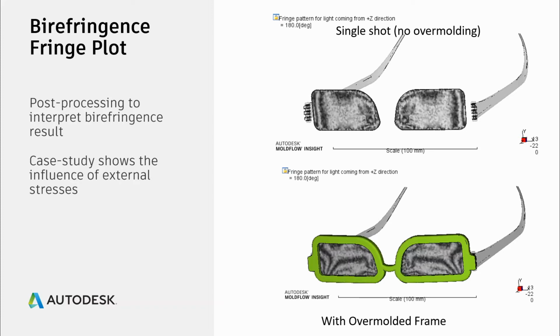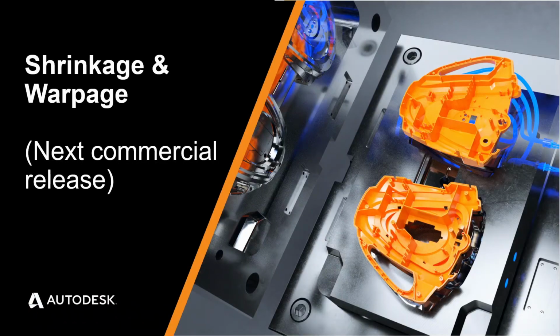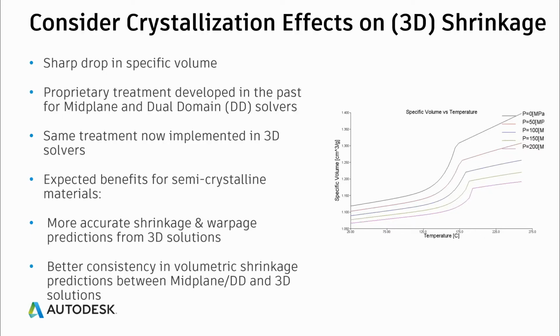The next topic I will discuss are improvements to shrinkage and warpage prediction, which are targeted for the next commercial release. The first of these topics is that we have introduced a method of considering crystallization effects to enhance the accuracy of prediction of 3D shrinkage and warpage.